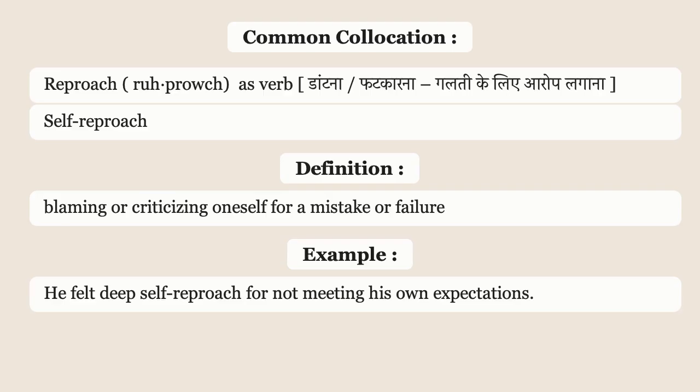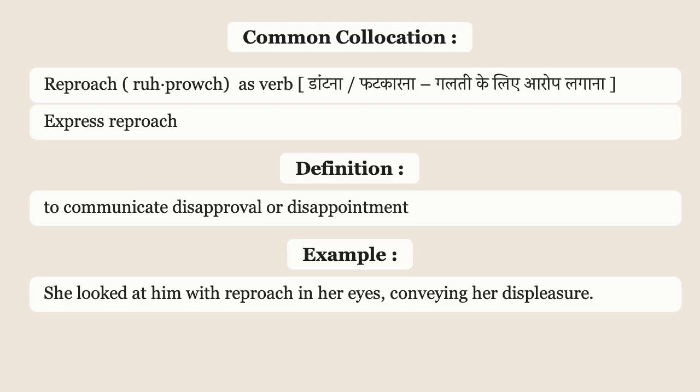Self-reproach. Definition: blaming or criticizing oneself for a mistake or failure. Examples: he felt deep self-reproach for not meeting his own expectations. Express reproach. Definition: to communicate disapproval or disappointment. Examples: she looked at him with reproach in her eyes, conveying her displeasure.